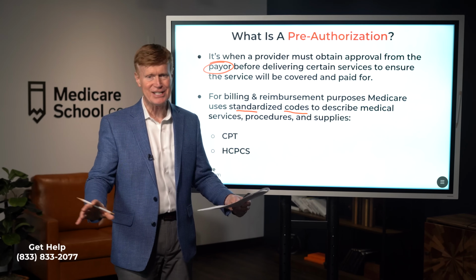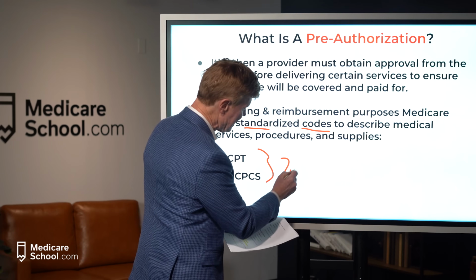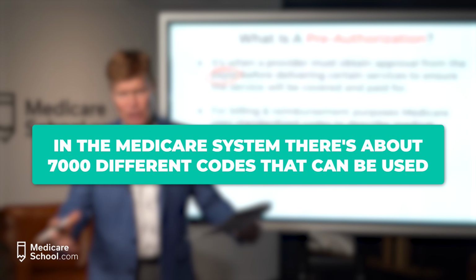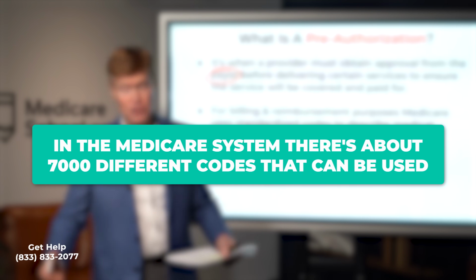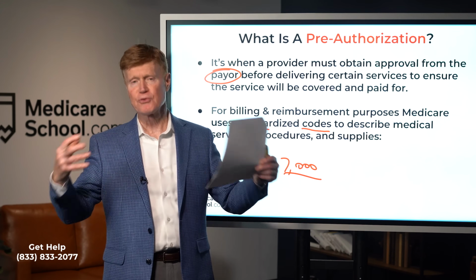What I'm really trying to teach you is that as we talk about pre-authorizations with these codes, they say right now that in the Medicare system, there are about 7,000 different codes that can be used. And so the issue is, of those 7,000 codes, how many are going to require a pre-authorization?